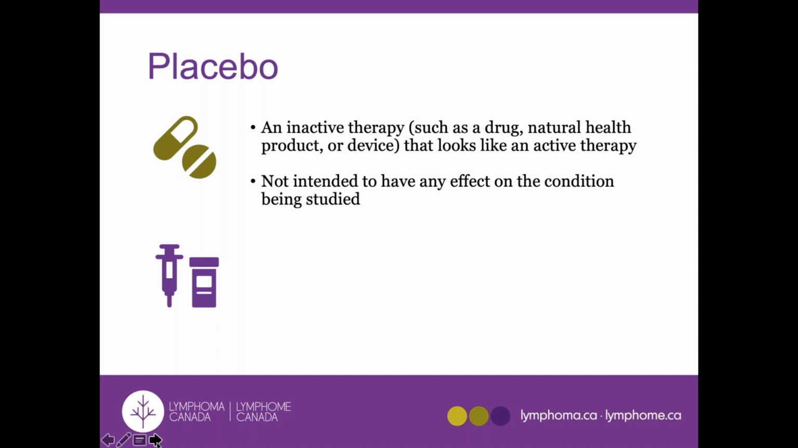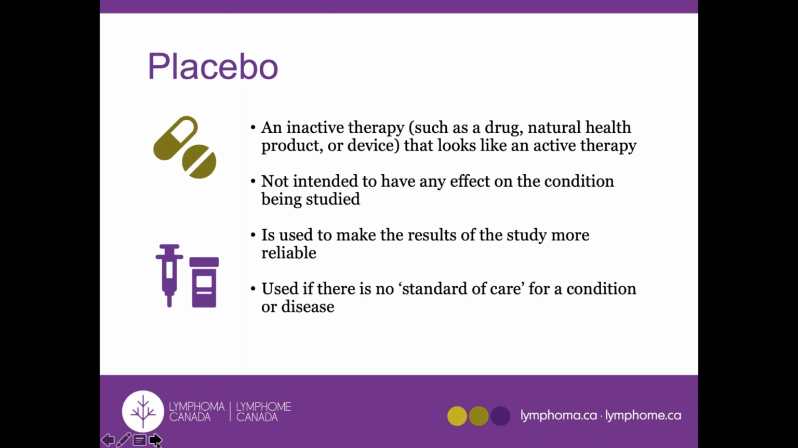So if it's being stacked up against a drug, it would look the exact same as the drug, right down to any stamp on it. And just like randomization, this is used to make the results of the study more reliable, less biased when we look at the data. And as I mentioned, if there's not a standard of care for a condition or disease, then placebo might be used in phase 3 studies. But if there is a standard of care already, then the treatment would be randomized against that standard of care.